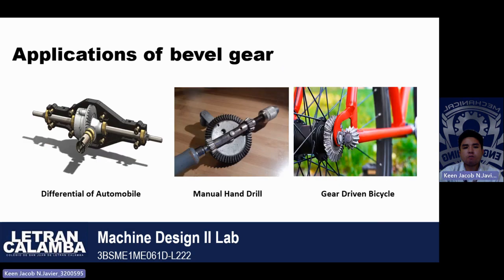For the application of bevel gear, there are certain applications of bevel gear in our industry. The first is the differential of an automobile. It is used for transmitting power from the engine going through the rear wheels of a car. The next application is the manual hand drill, used for transmitting the power from the hand going through the chuck of the drill. The third application is the gear-driven bicycle. It is unusual because we commonly see bicycles that are chain and sprocket driven.